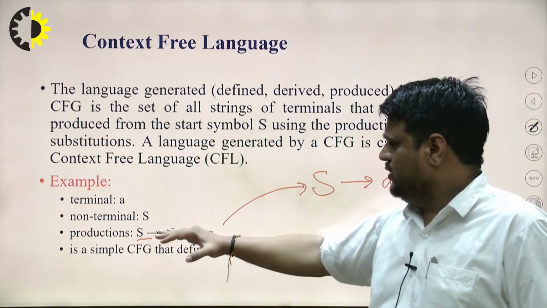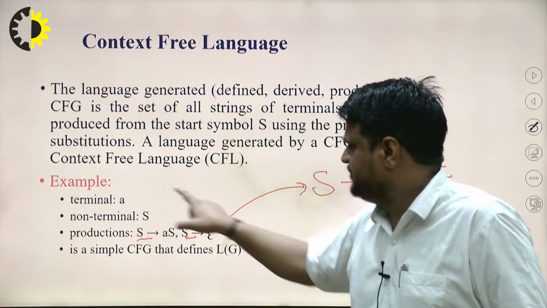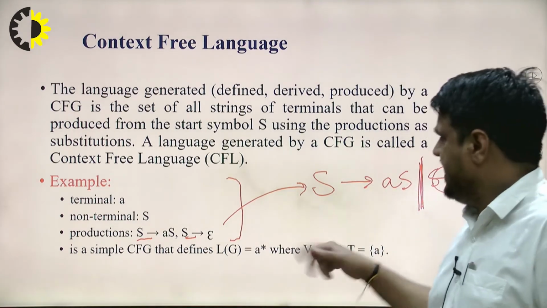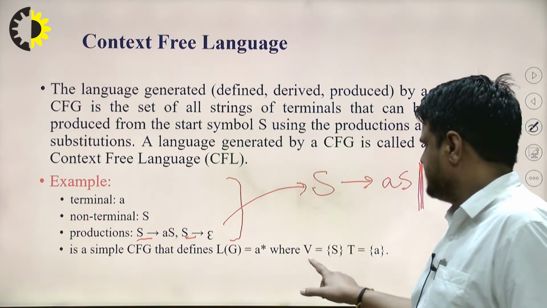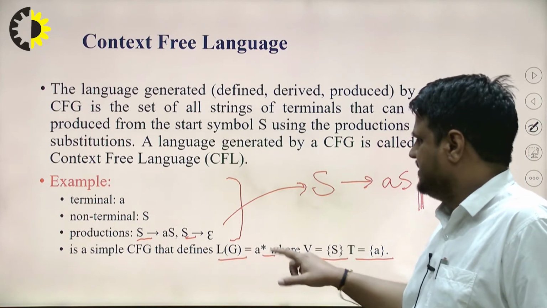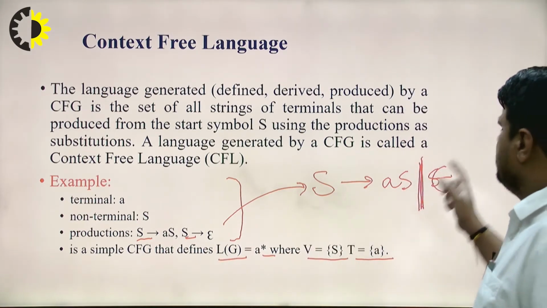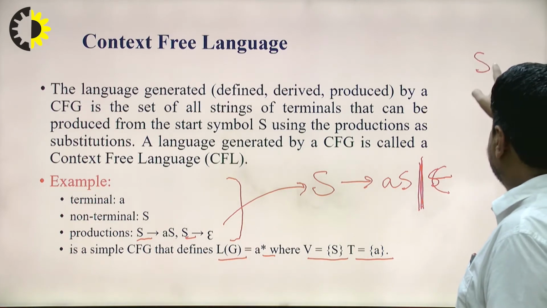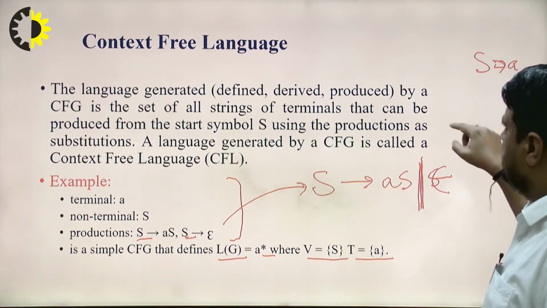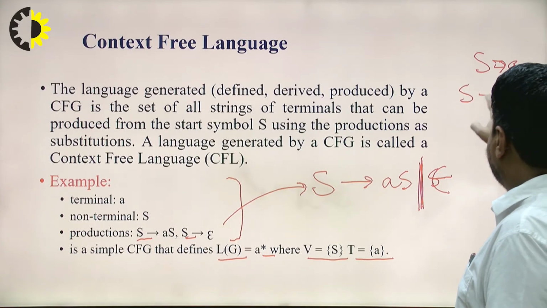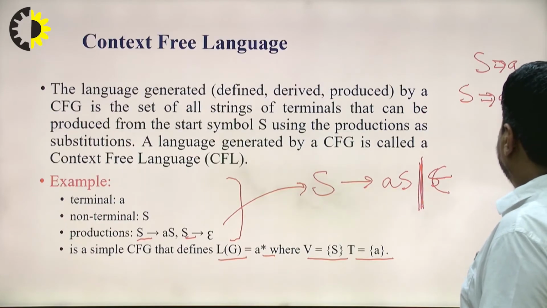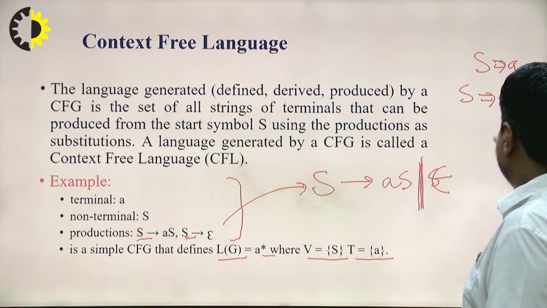This particular set of productions will generate a context free language A star, where the set of variables is S and the set of terminals is A. So the language will be A star. You can see how it is A star. First, if you take S tends to epsilon, so S derives epsilon. I will define the derives later on. If you take AS and substitute the value of S by epsilon or lambda, this is A.